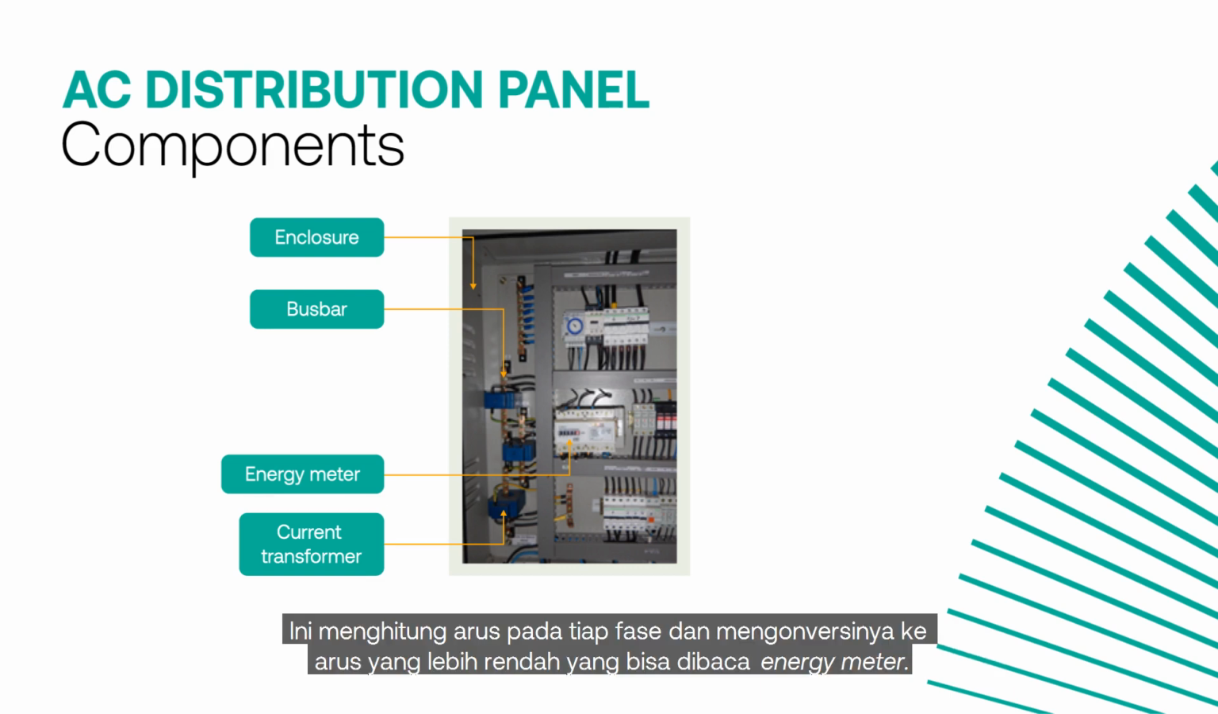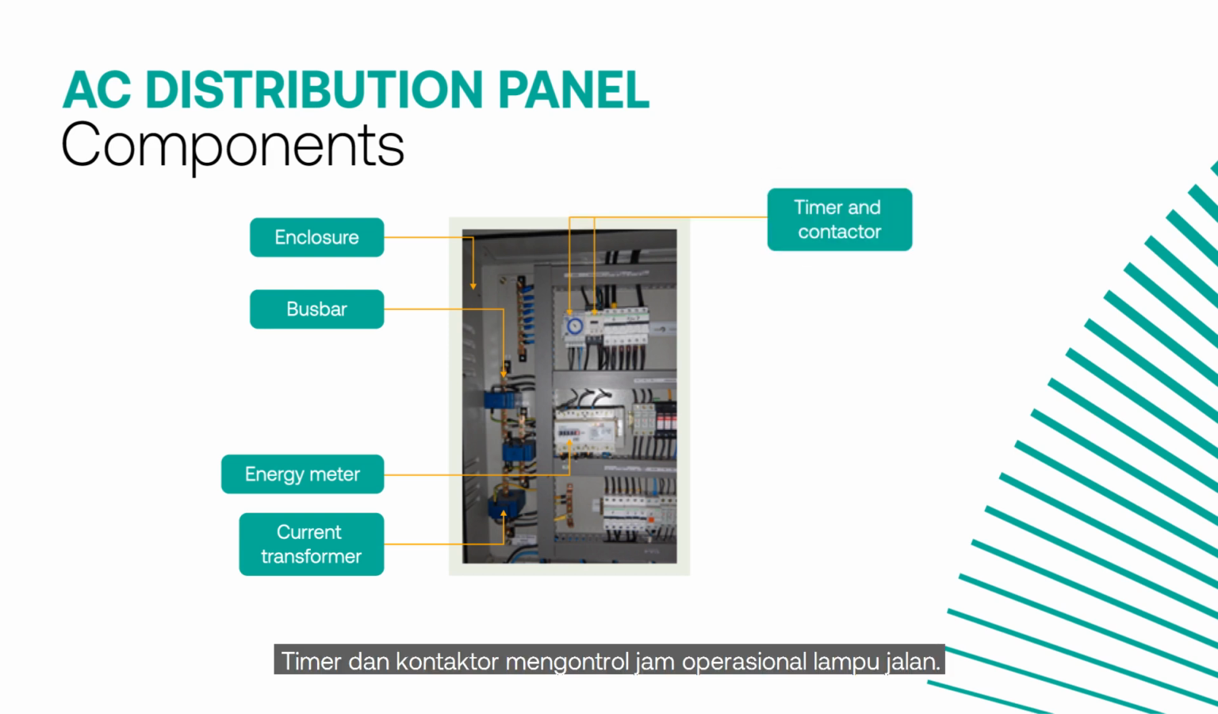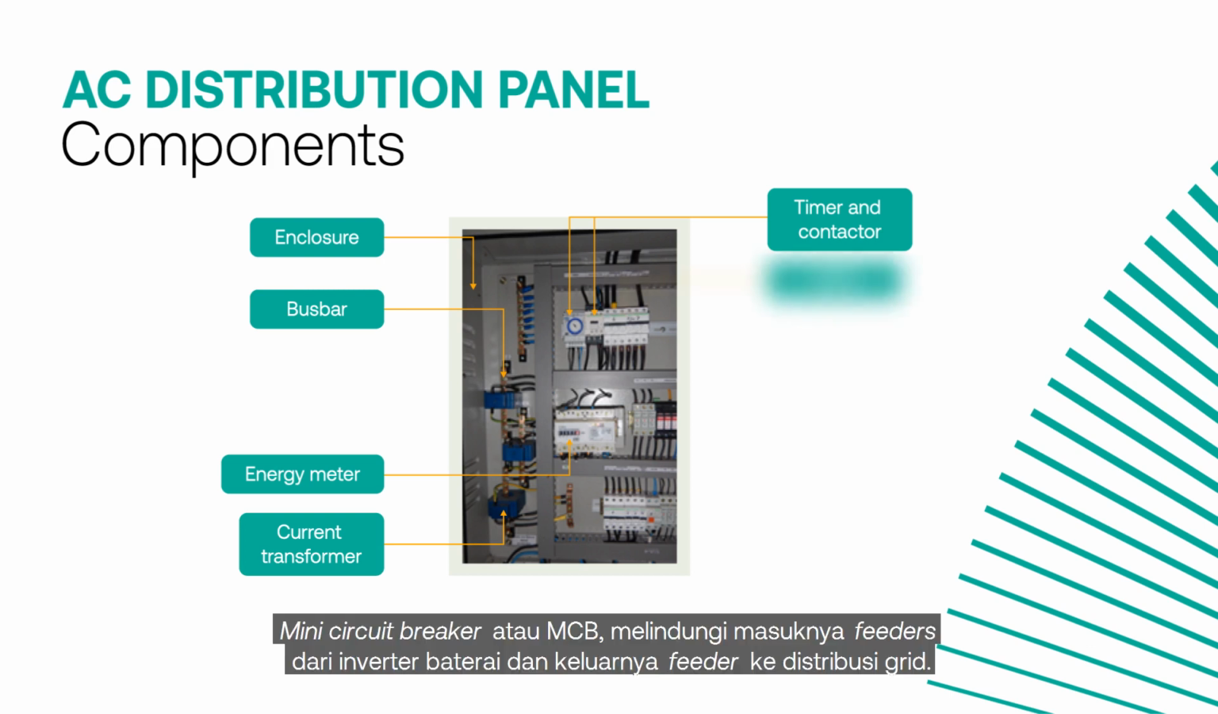It measures the current on each phase and converts the current to a lower current that is readable by the energy meter. Timer and contactor control operational hour of the street light. Usually, the street lights operate only for 5 hours. Mini circuit breaker, or MCB, protects the incoming feeders from battery inverters and the outgoing feeders to the grid distribution.